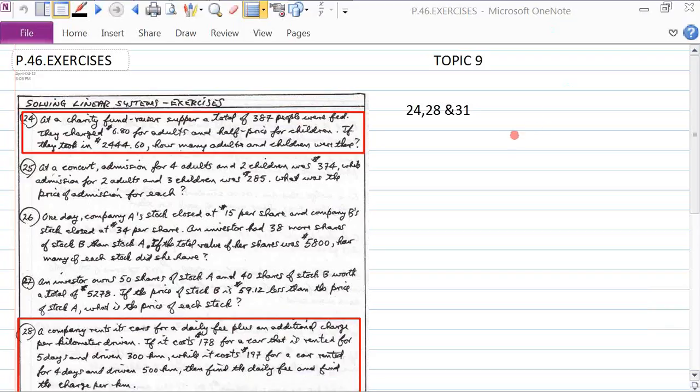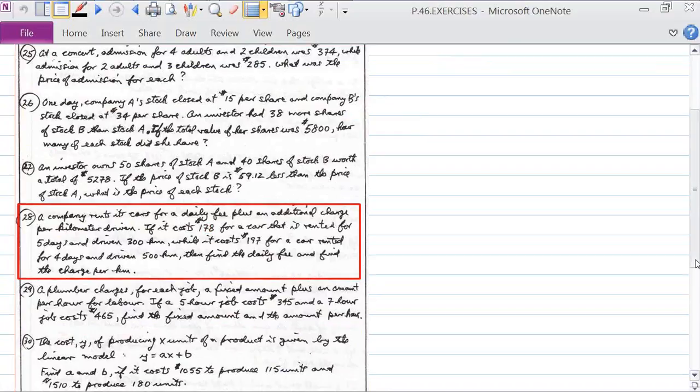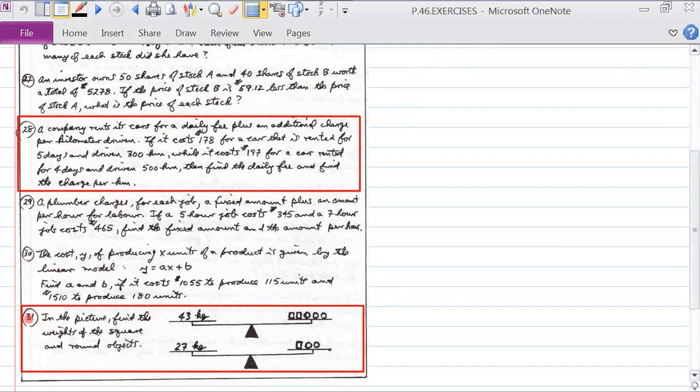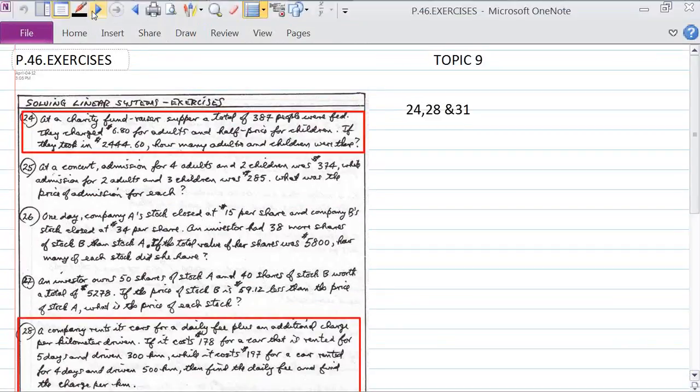We're on page 46, and we're going to do 3 problems here. We're going to do number 24 right here. Then we're going to do 28. And finally, we're going to finish off with number 31. So we'll do 3 problems from this page.